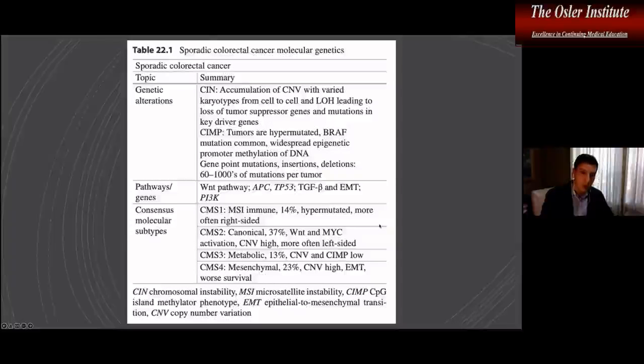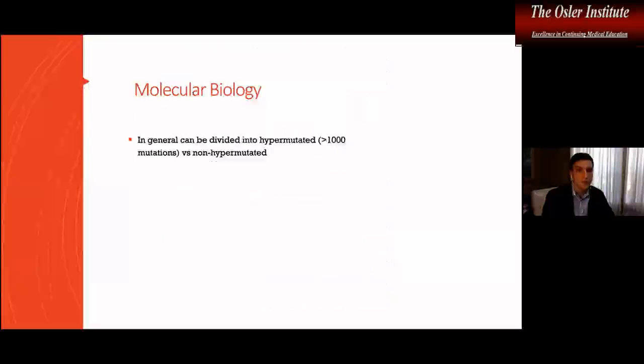This is a little bit more than what we would probably be tested on, but it goes to show there are a lot of different genetic pathways, and our understanding of this has really grown recently to where we're able to maybe target and identify high-risk candidates a little bit better, for maybe even targeted treatment later on down the road. So in general, from a molecular biology standpoint, you can divide this into hypermutated versus non-hypermutated tumors.